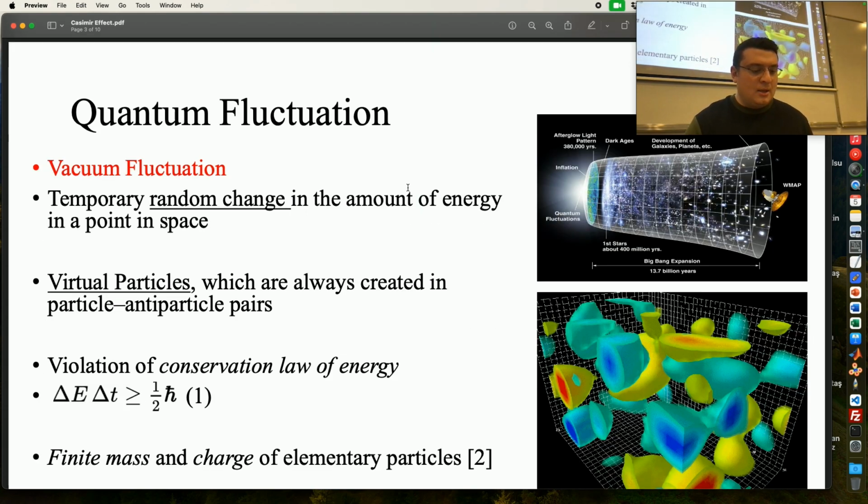In quantum physics, a quantum fluctuation, also known as a vacuum fluctuation. So this bottom part is fluctuating. Yes, it's fluctuating. It's a GIF, right. And it is a temporary random change in the amount of energy at a point in space.